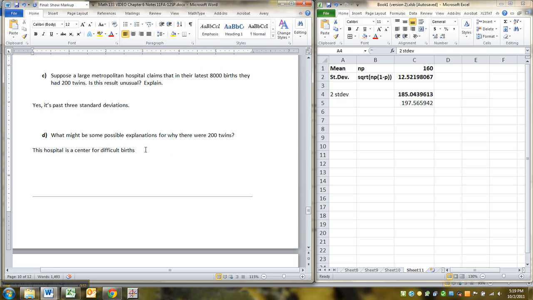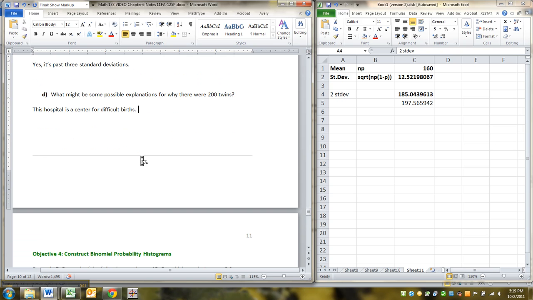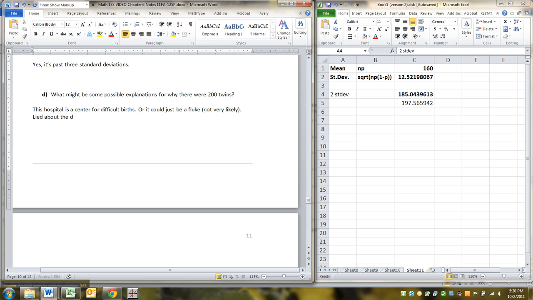This happens a lot if there's, how do I put this? So in particular, hospitals sometimes get reputations for being good with difficult births or whatever. Or it could just be a fluke. It's not very likely, but it could happen, right? Or, who knows, maybe they lied about the data. Maybe twins happen more often than 2%. I mean, all these are possibilities.